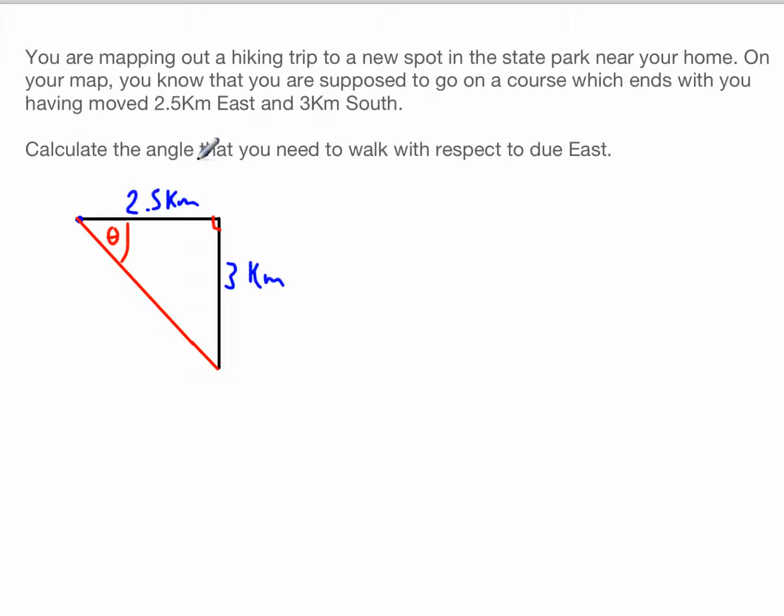We can use our trig rules. So let's see what we have. We have, with respect to theta, an adjacent side and an opposite side. So what trig rule uses those two side lengths? Well, you're right, it's TOA. So the tan of theta is equal to the opposite over adjacent. All of your solutions should start by writing out your formula in full. Once you've done that, let's sub in our values. So the tan theta is equal to 3 over 2.5.